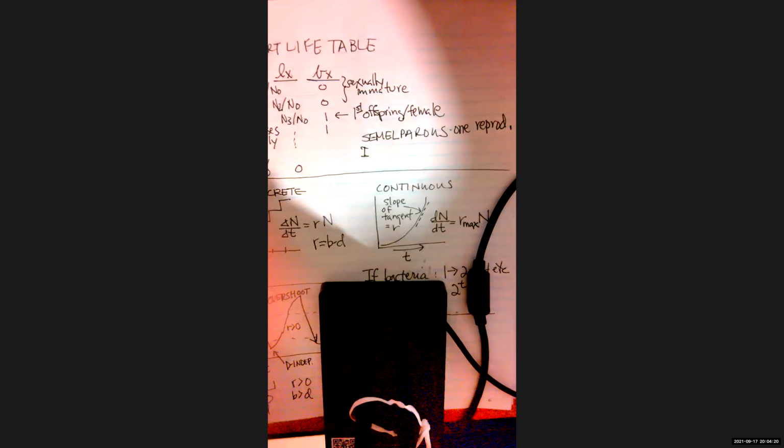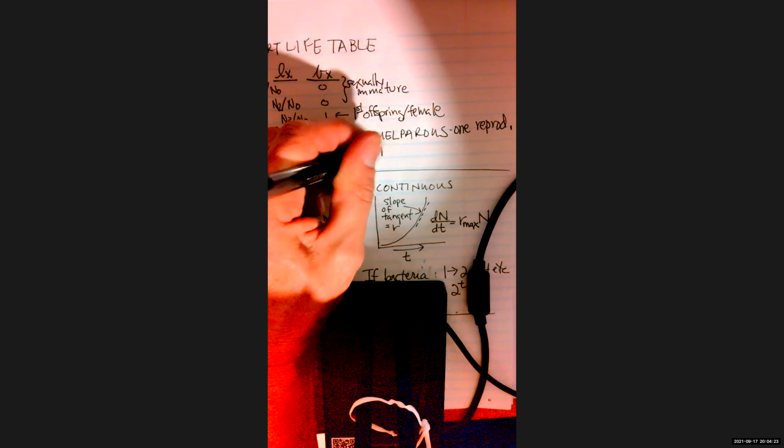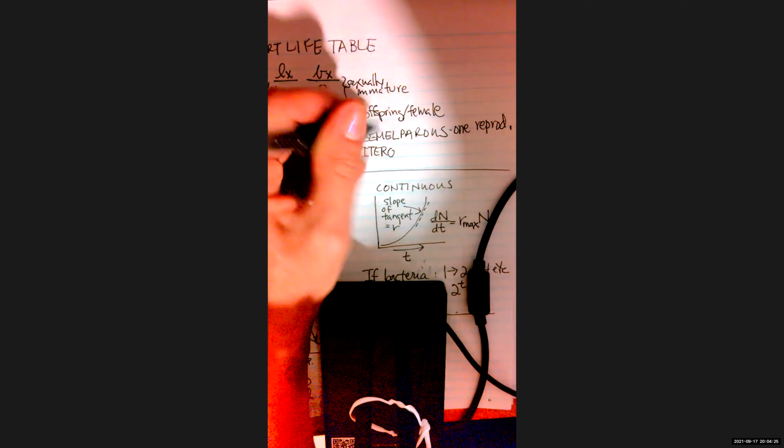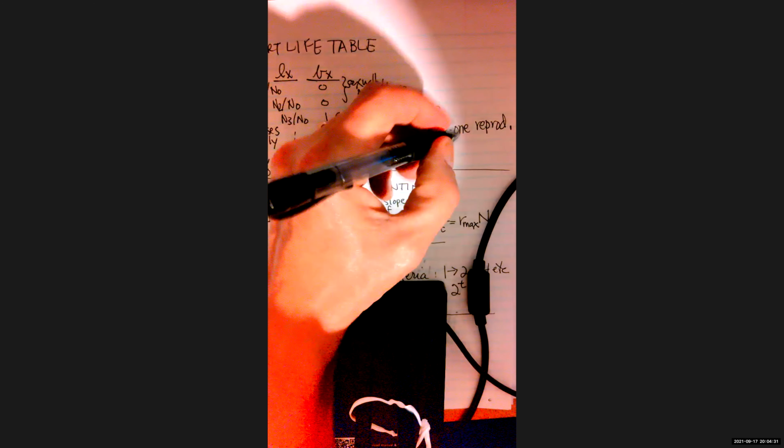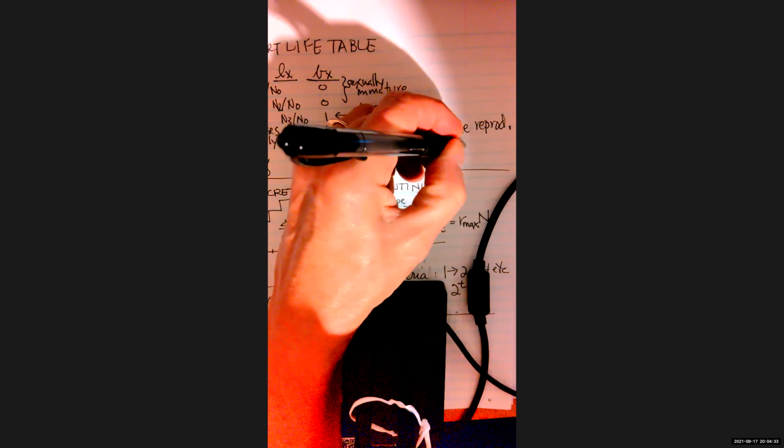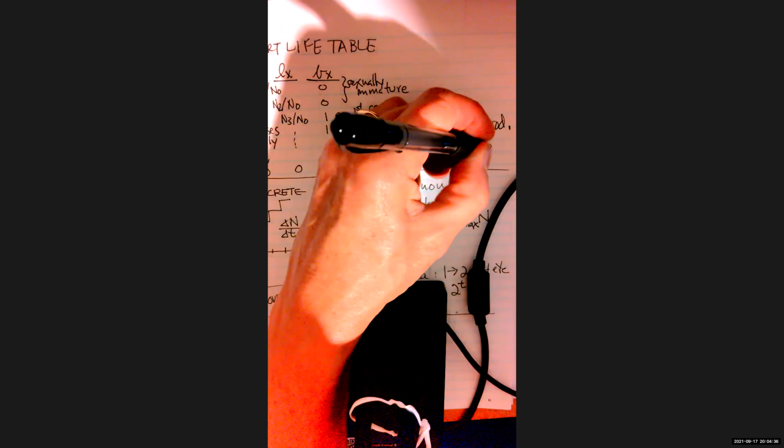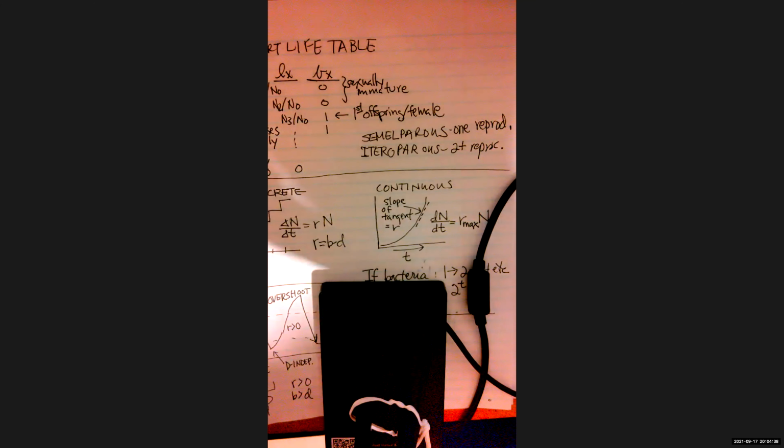If instead they do multiple reproductions, they're called itero, right? Like iterations, iteroparous. All right, 2 or more reproductions in their life. All right, so humans, although they may not choose to have multiple offspring, our biology is as an iteroparous organism, right? We are capable of having offspring about every 2 years if we chose to.